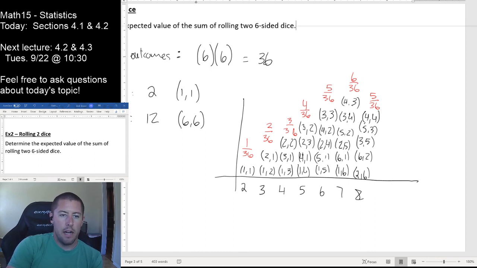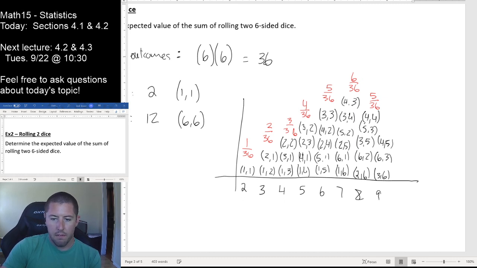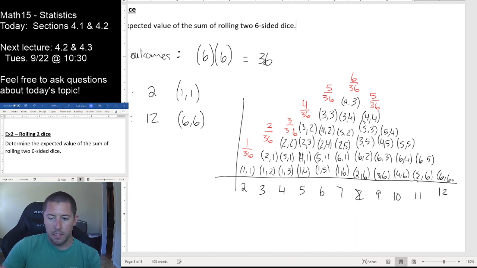And if I keep on going right here, I think I'll just do one more. Well, maybe I should just finish this up here. 9, I'll try and go as fast as I can to just fill out the rest of this. 9 gets a 3 and a 6 and a 6 and a 3, a 4 and a 5, and a 5 and a 4. 10: 4, 6, 6, 4, 5, 5. An 11: a 5 and a 6, a 6 and a 5. And a 12. Only one way for us to get a 12, a 6 and a 6.